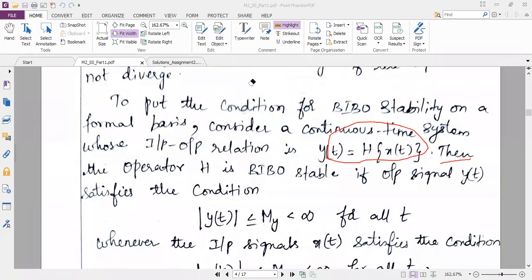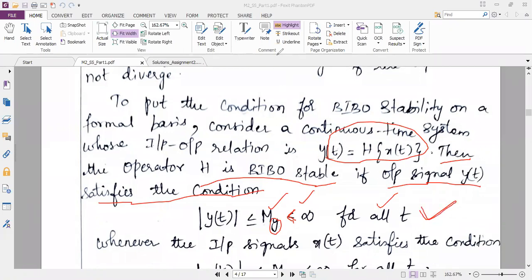So I can say my operator is following BIBO stability at what condition? If the output signal y of t satisfies the condition. So this you have to write. Magnitude of y of t is less than or equal to M subscript y less than infinity for all t. So BIBO stability means the value should be less than infinity. It should not cross beyond infinity. So I have written the condition for y of t.